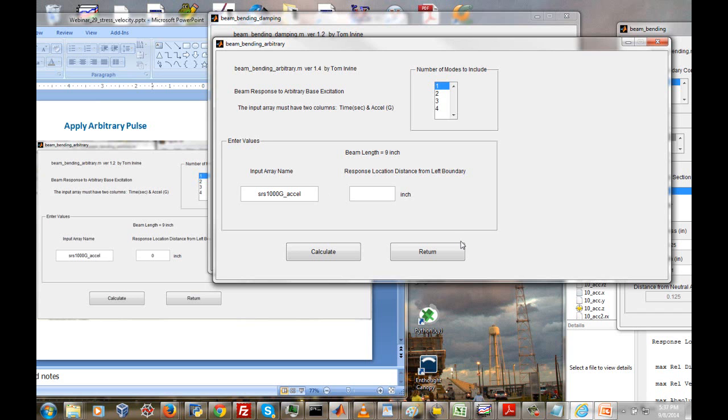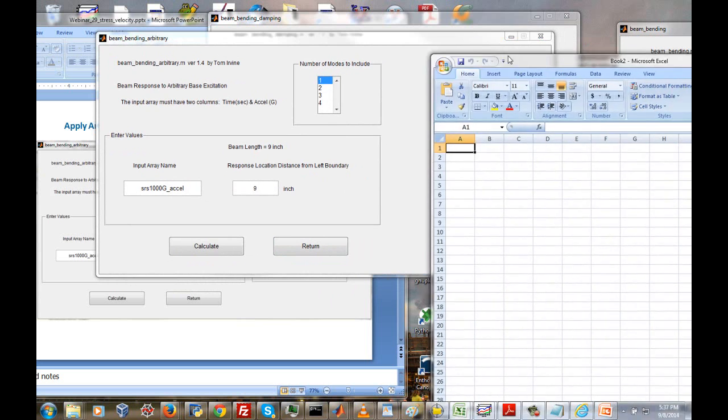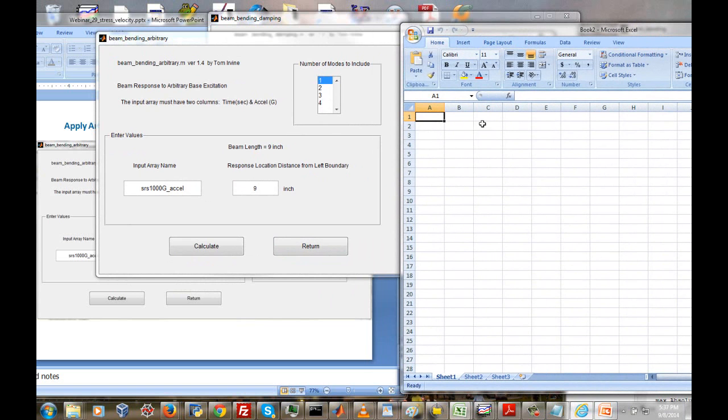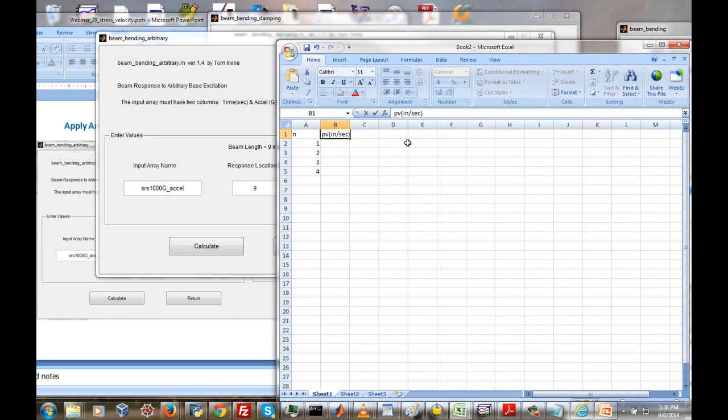A response location, this will be at the free end, so it's going to be 9 inches. And we're going to calculate the response metrics. And I'm going to make a little table here because we're going to look at the effect of including varying numbers of modes. So let's just have n be our mode number, the number of modes included, I should say. And we're going to take a look at our pseudo velocity in inches per second. Now our pseudo velocity is going to be at the free end. That's where the peak pseudo velocity is going to be.